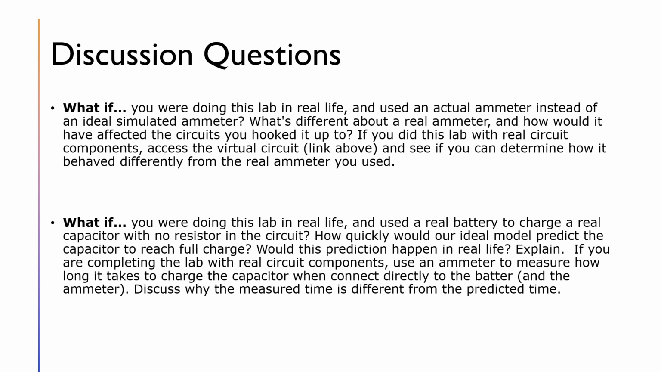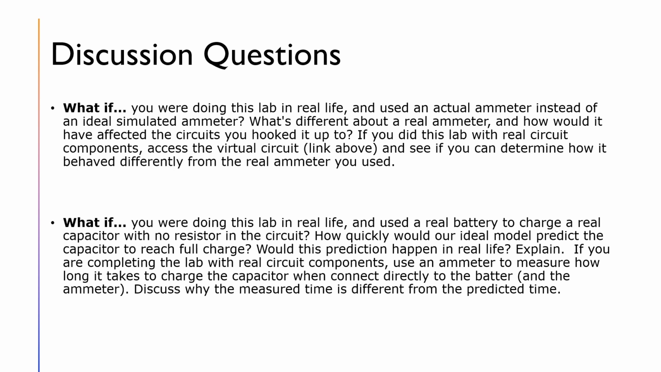And if you're doing this lab in real life and use a real battery to charge a real capacitor and a resistor in the circuit, how quickly would our ideal model predict the capacitor reaches full charge? In real life, the wires have some resistance, so it would slow down the charging. If you use an ideal simulation with no resistor in the circuit, then the wires have no resistance, so it would charge basically instantly. But in real life, there's resistance, so it doesn't.